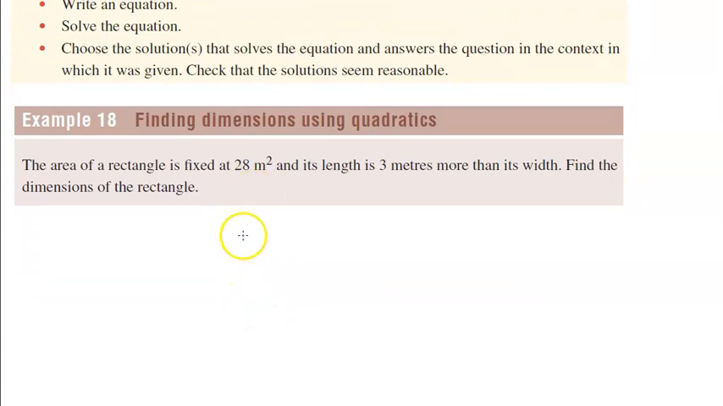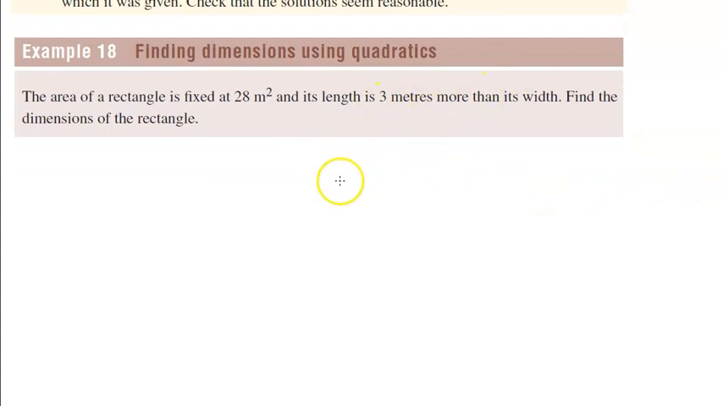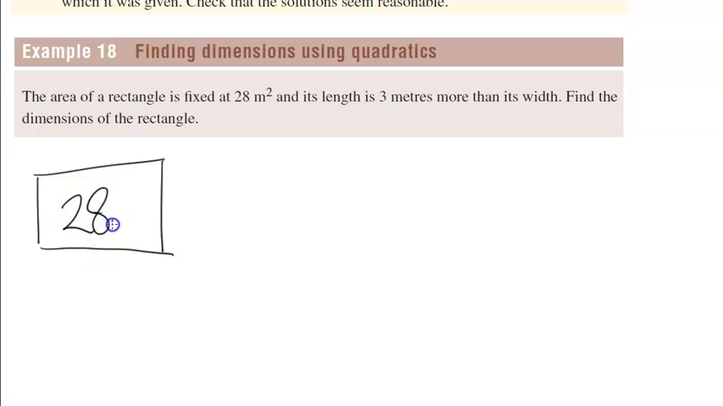So example 18, the only example here, we're going to find the dimensions using quadratics. The area of a rectangle is fixed at 28 square meters and its length is 3 meters more than its width. Find the dimensions of this rectangle. In other words, find what x is. I'm going to give the variable x. First thing we're going to do is draw a rectangle. So we know that this rectangle here looks like a trapezium. This is a rectangle. We know that this here is equal to 28 square meters. So we know that the length times the width will give us 28, because that's the area of a rectangle, length times width.